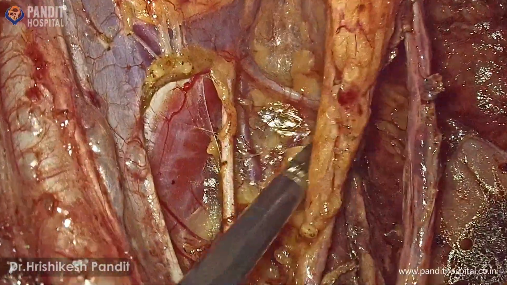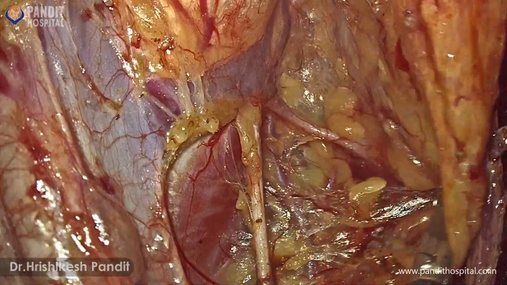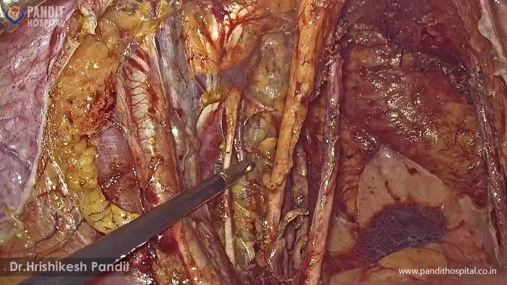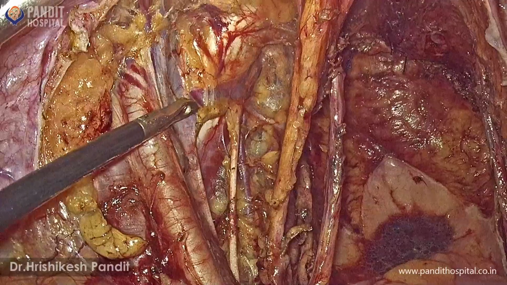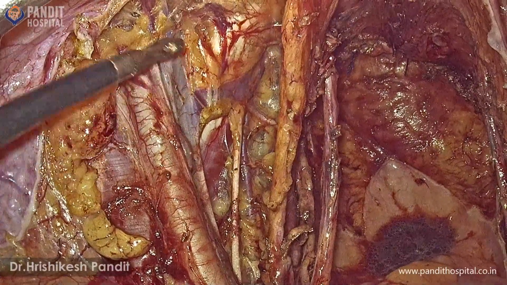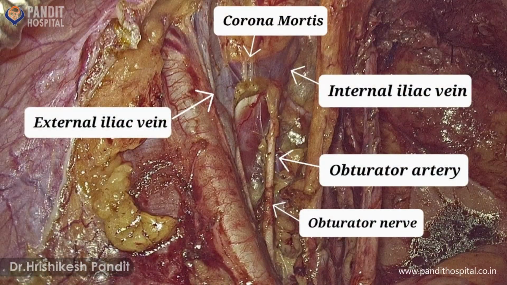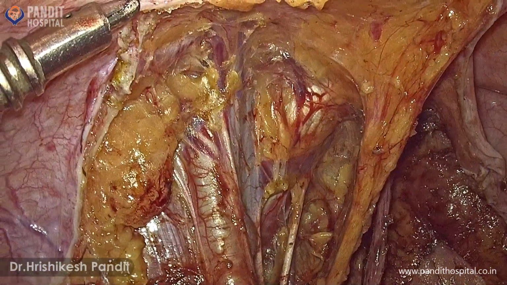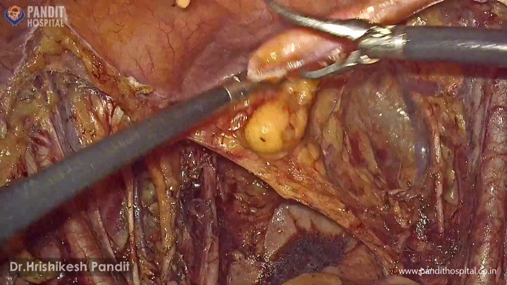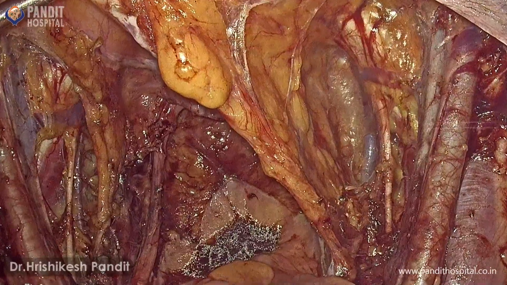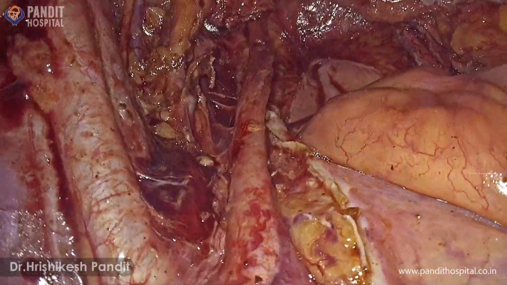Here we can see all the anatomical structures clearly: the obturator nerve, obturator artery, internal iliac vein, corona mortis, external iliac vein, pelvic bone, obturator internus muscle. We can see the obturator nerve enters the pelvis in between the external iliac vein and the internal iliac vein. Similarly, on retracting the obliterated umbilical artery medially we can see all the anatomical structures of the right side.